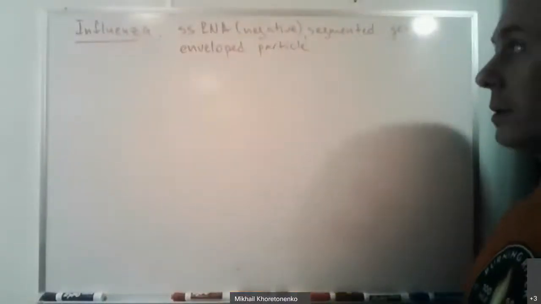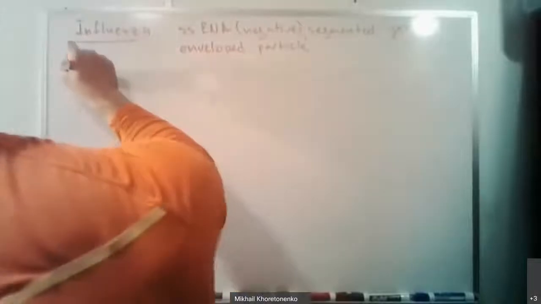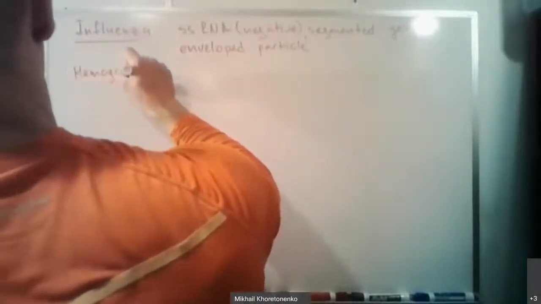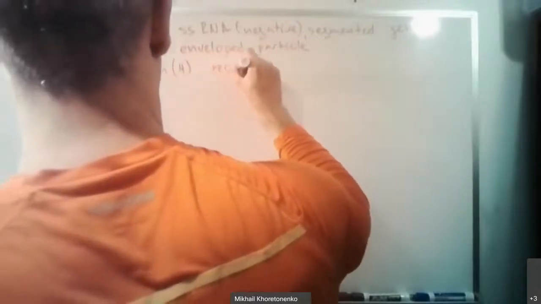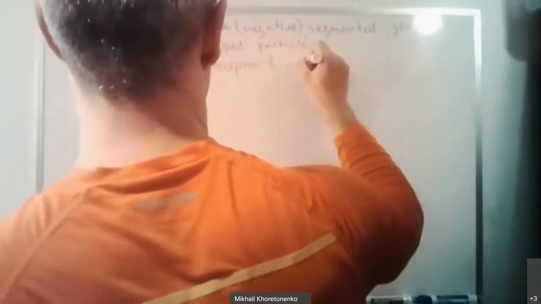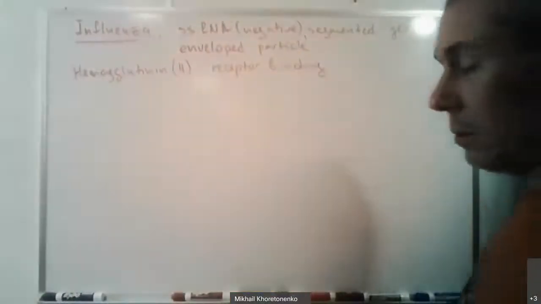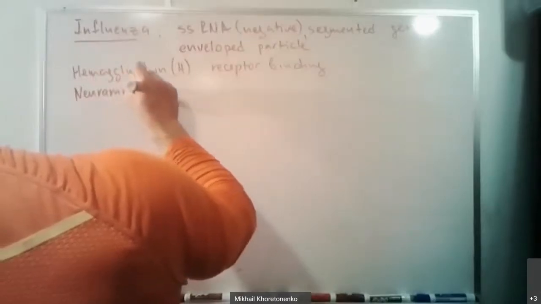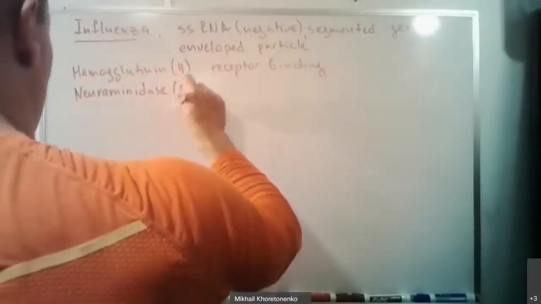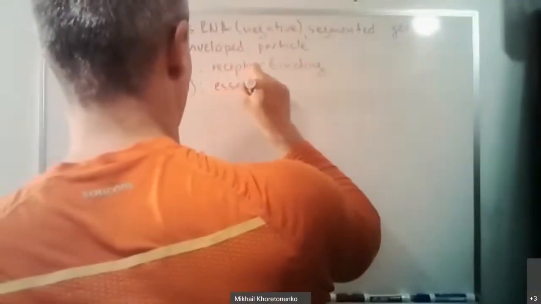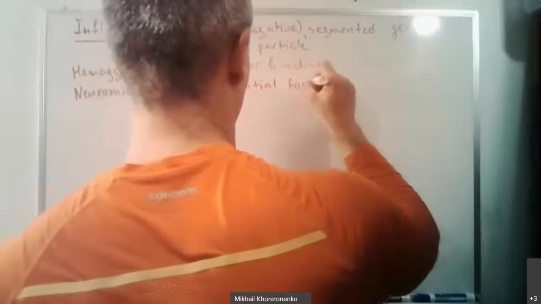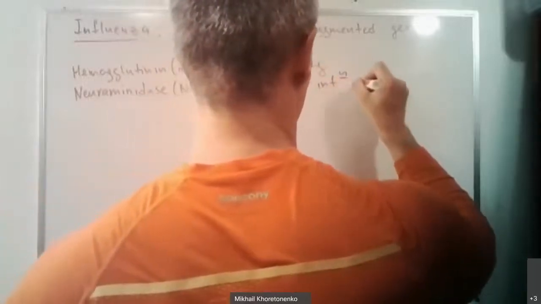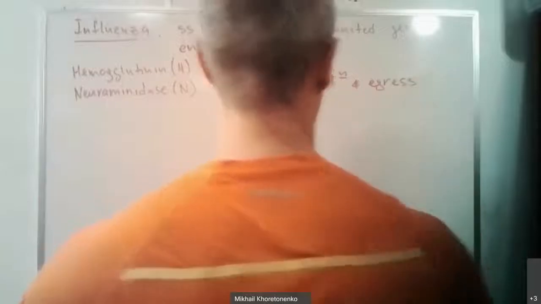Two key proteins found in the envelope are hemagglutinin, H, which is responsible for receptor binding, and another one, neuraminidase, which is an enzyme essential for infection and release or egress.